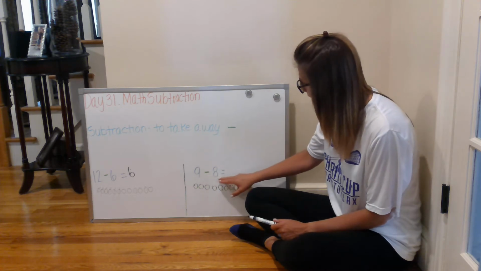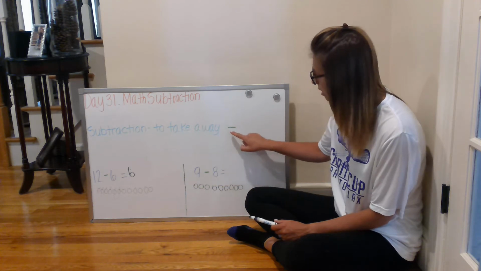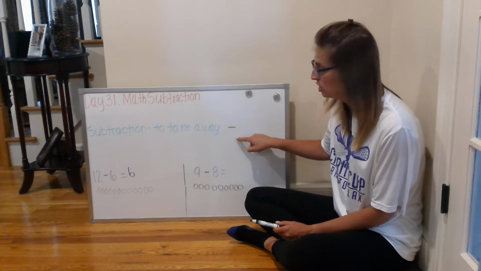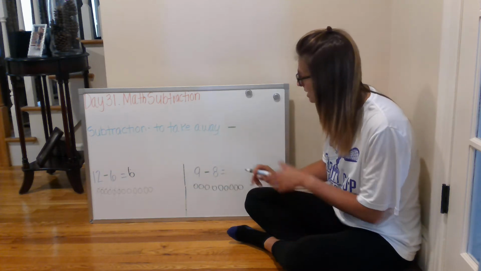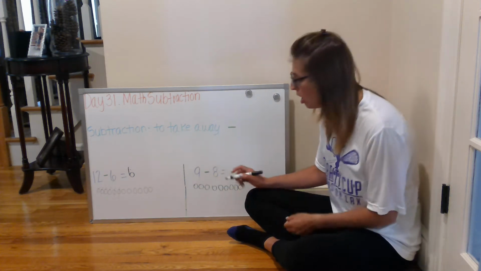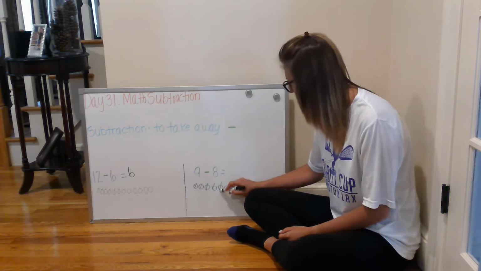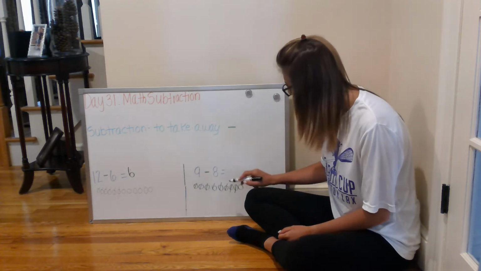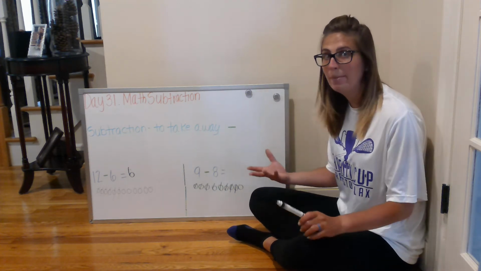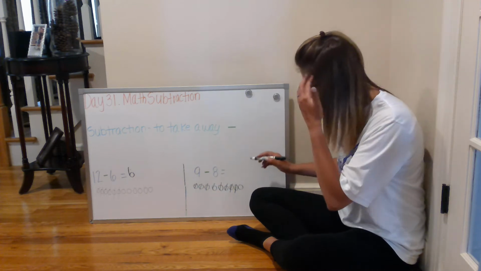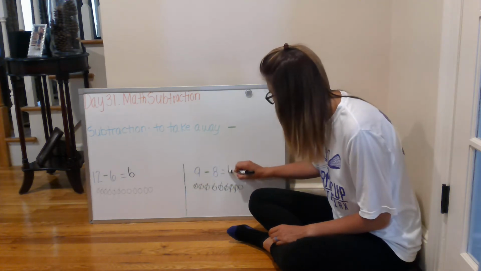9 minus 8. My second number tells me how many I'm going to take away. Remember, when we see the minus sign for subtraction, subtraction means to take away. So now I'm going to take away or cross off 8 circles. 1, 2, 3, 4, 5, 6, 7, 8. And now I'm going to count to see how many circles I have left over. So how many circles do not have a cross through it? And that's 1. So 9 minus 8 equals 1.